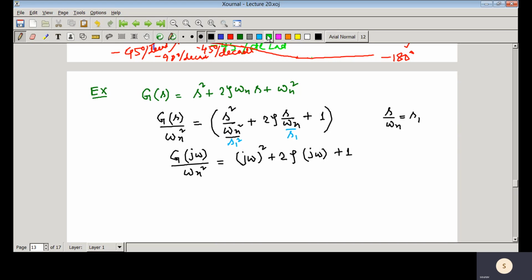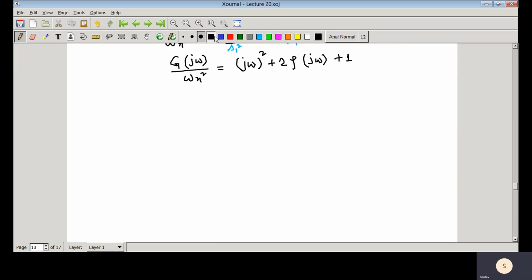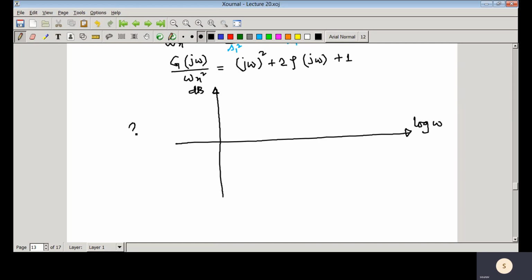So now if we just draw that asymptotic Bode plot, how it looks like in normalized scale. So this is that logarithmic scale frequency, and that is in dB, and here that is 20 log of that G j omega divided by omega n square. So this is actually in normalized form.